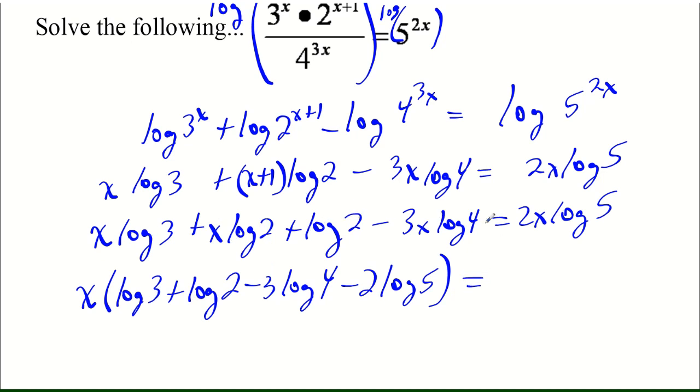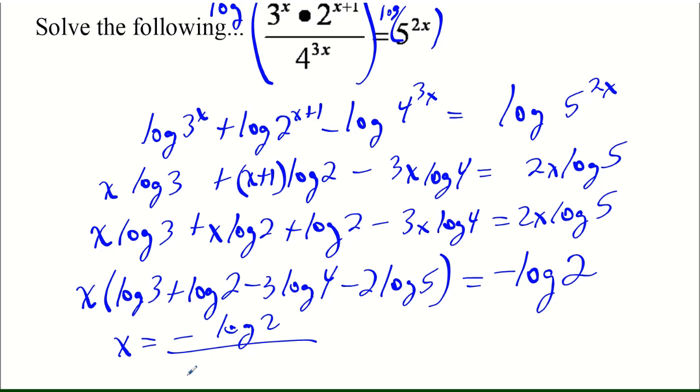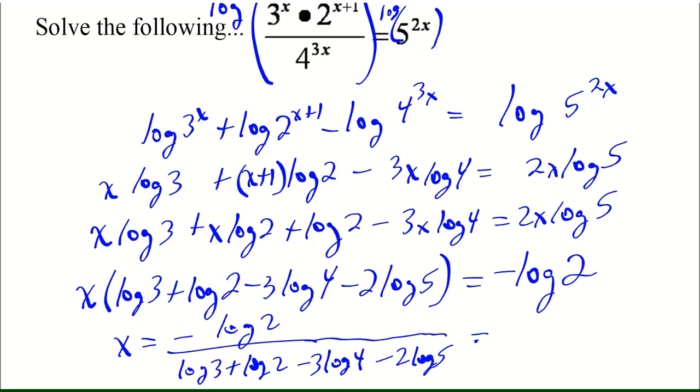Equals log of 2 is going over to the other side where it came from. I get negative log of 2. x will have to equal this, negative log of 2, divided by all of this stuff. Log of 3 plus log of 2 minus 3 log 4 minus 2 log 5. This will be a good test to see if you can input this stuff in your calculator properly.